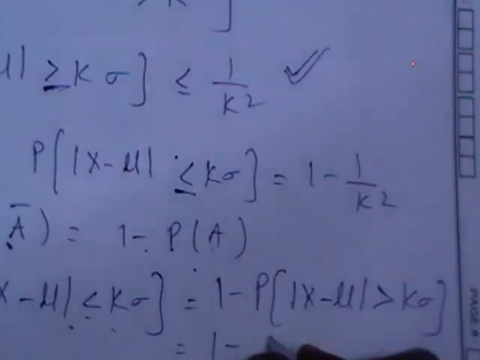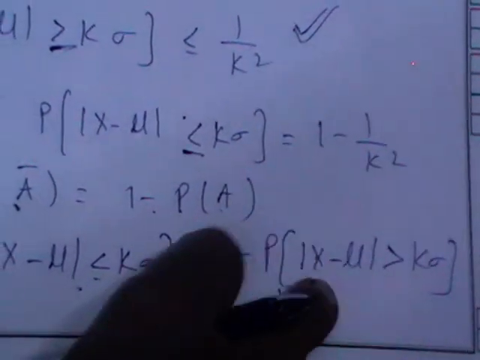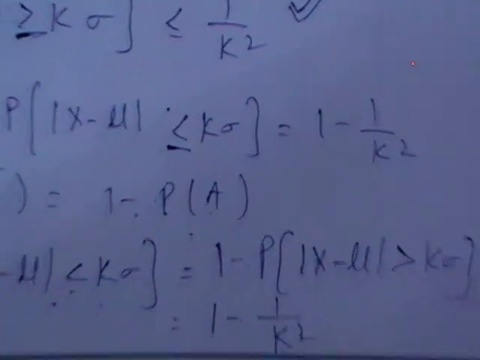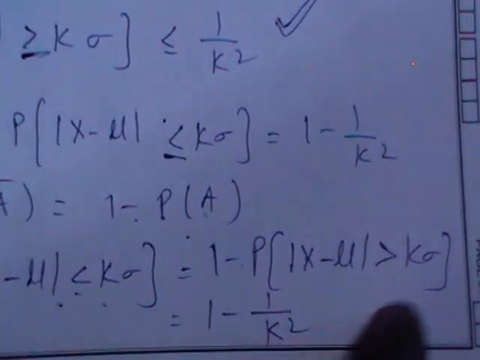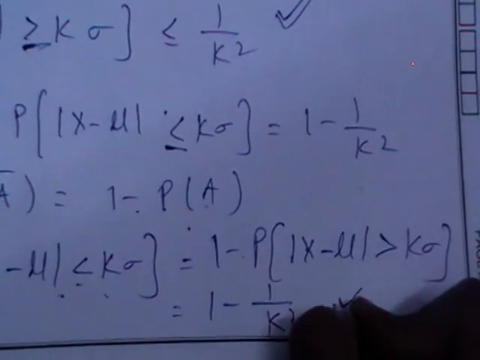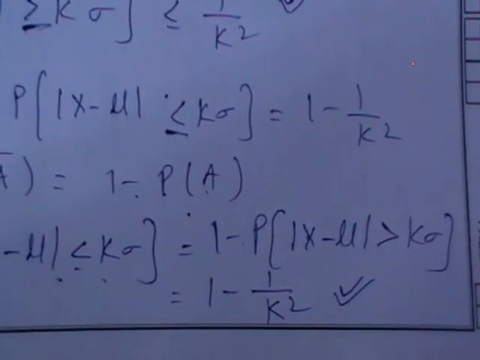Just now in the first part we have proved that the probability of mod x minus mu greater than k sigma is less than 1 by k square. So I have substituted that in place of this, and I got the second part also. Okay, thank you.